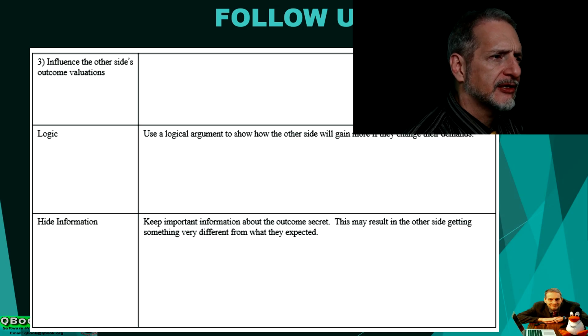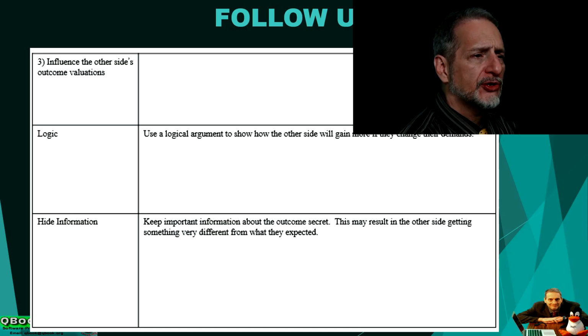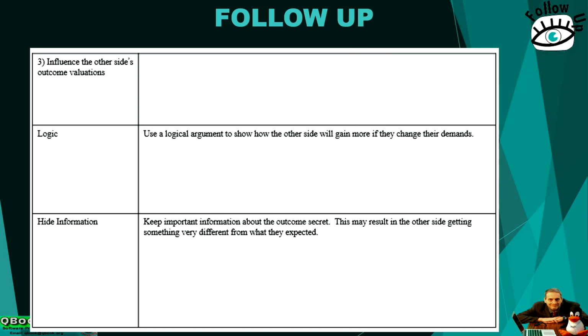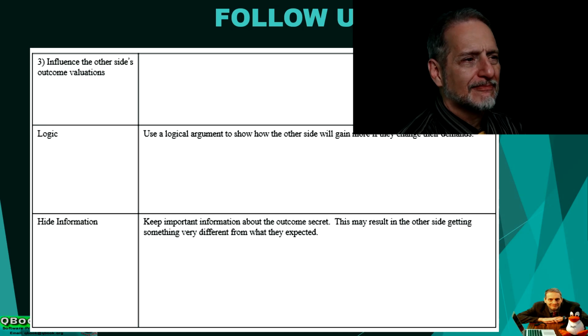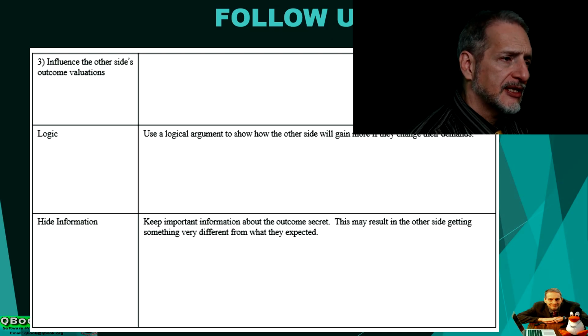Hide information like, what is your inventory? What are your sales numbers? What is your cost? What is your capital cost? What is your manufacturing capacity? You can keep these things secret. You can hide them, and that can influence the other side.